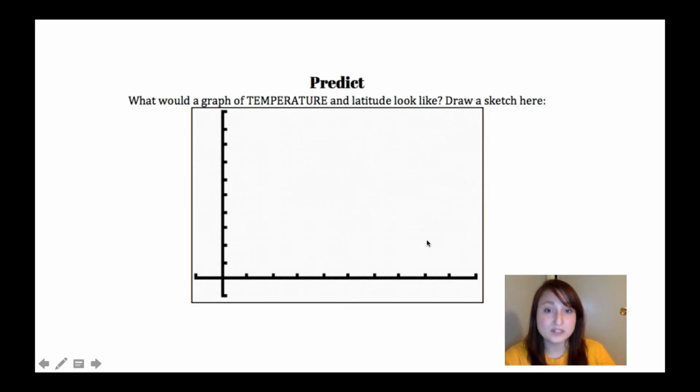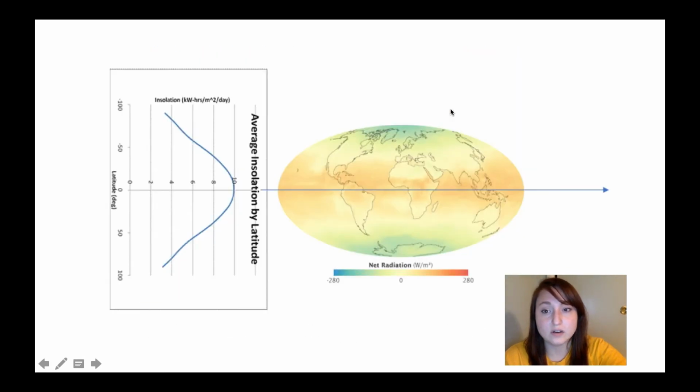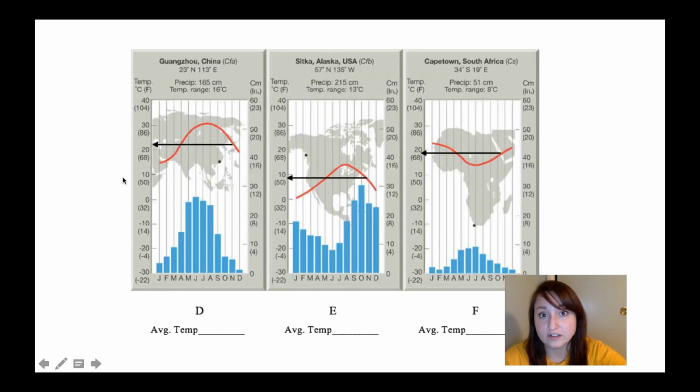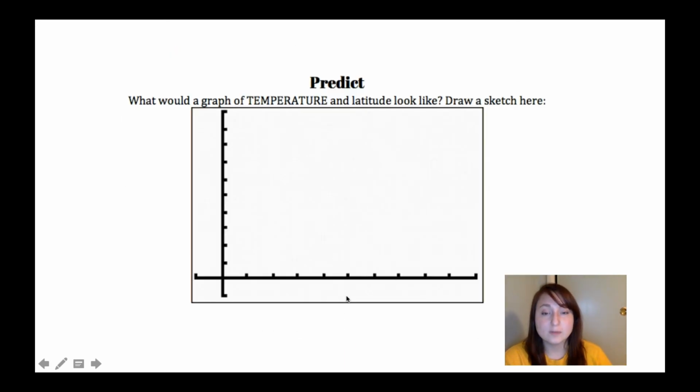Finally, I would like you to predict what a graph of temperature and latitude would look like. So let's go back to our light versus latitude graph. So this is the amount of light coming in, and the latitude. Our graph is going to look very similar. So to set up our graph, and I'll get you there first, then you can pause it and see if you can predict it on your own.